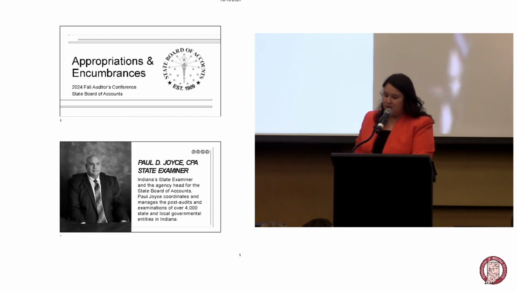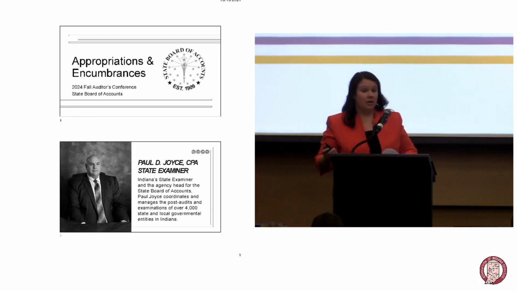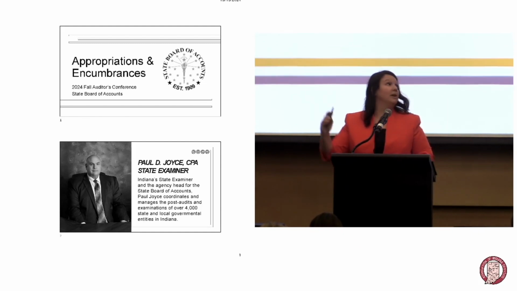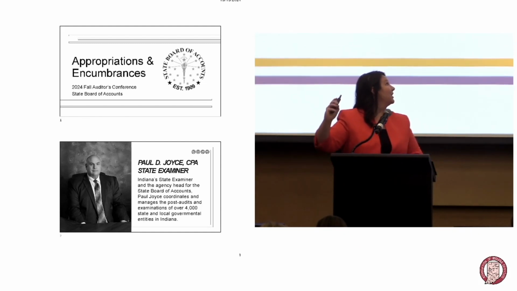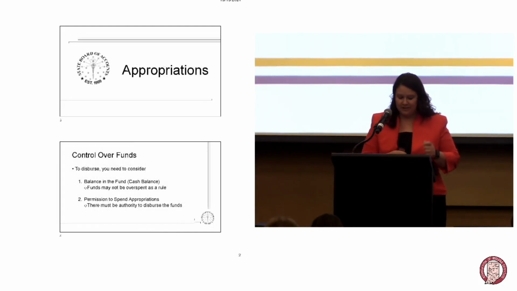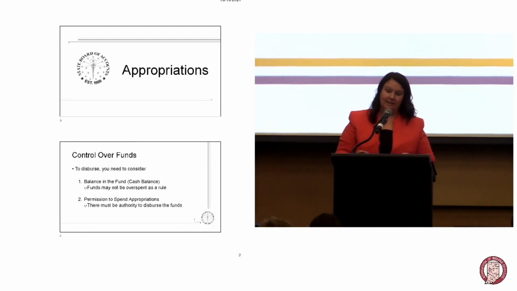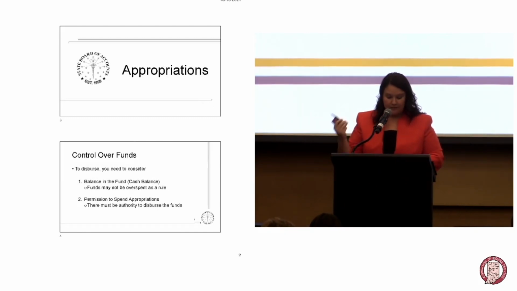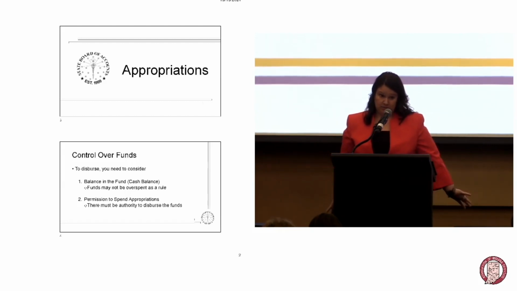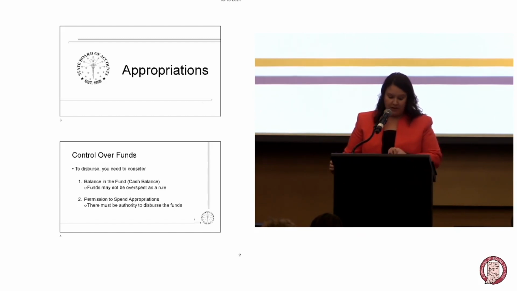I don't really know. So, okay, first we're going to start on appropriations, because we're so excited. Okay, control over the funds. To disperse, you need to consider the balance in the fund. Funds may not be overspent as a general rule. If you're in the red, that's a problem. Please don't do that. And remember, permission to spend is appropriations. There must be the authority to disperse the funds.